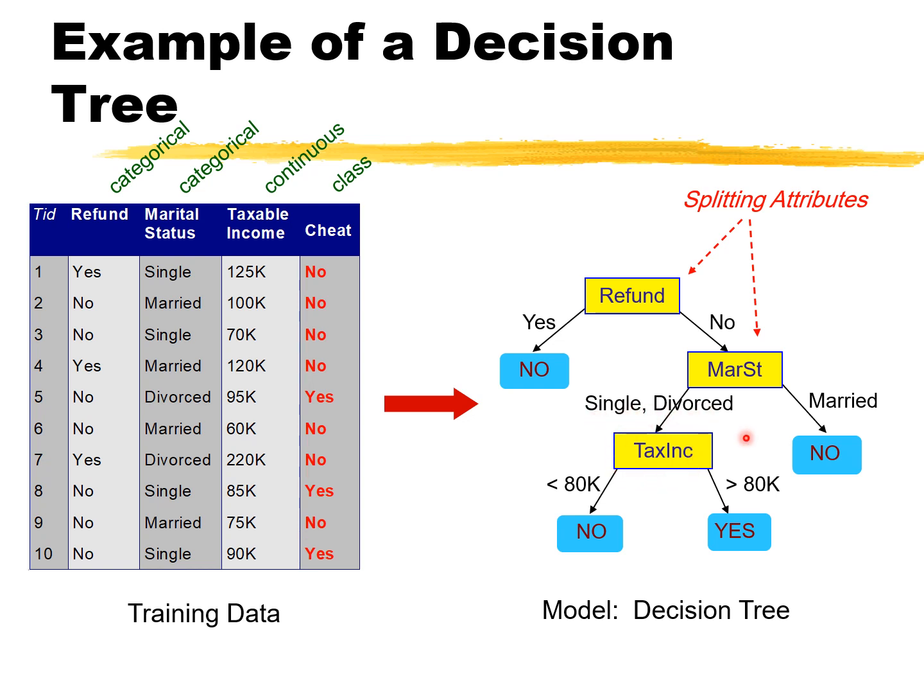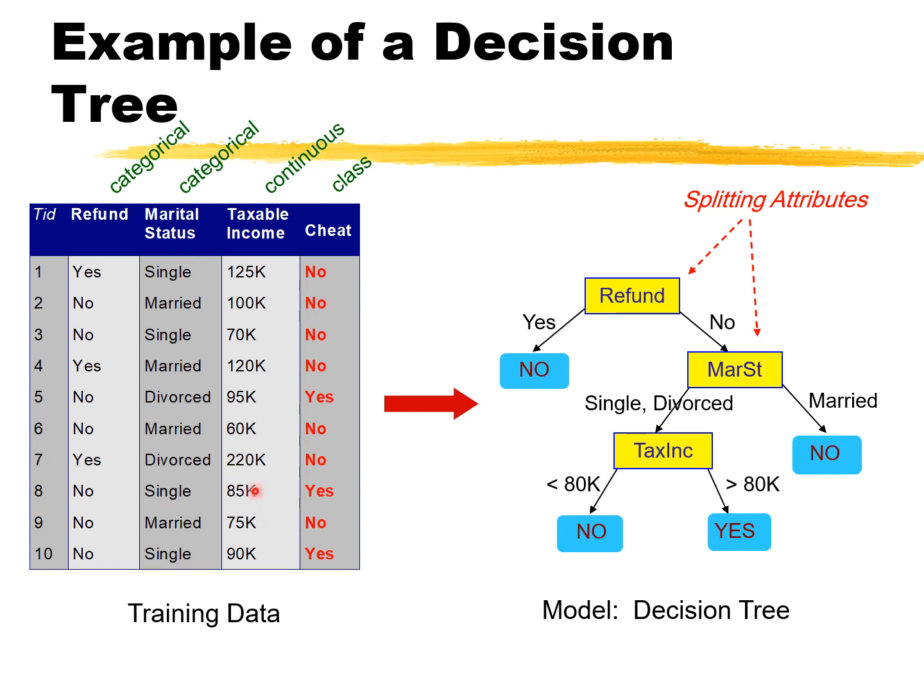Single or divorced, we'll have to look at the taxable income. The taxable income is a continuous attribute. We need to discretize it in one way or another. Here, they've chosen, of course guided by the data, that if it's less than 80,000, then no. Taxable income less than 80,000 and single, then it's no. Less than 80,000, no. Less than 80,000, no.